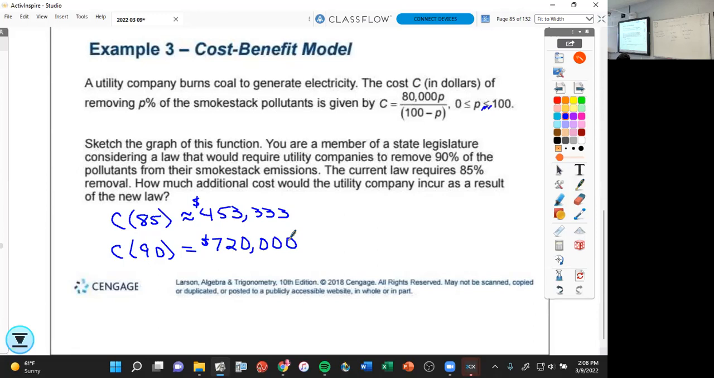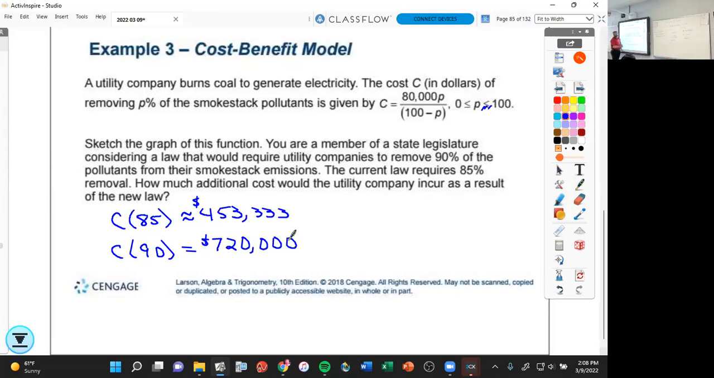Is the company going to pay $270,000 more to remove that much of the pollutants? What are they going to do? Find a way to cheat it out. No, they're going to charge you more for your electricity. That's what they're going to do. I wonder if Volkswagen did it one time. Okay, but that's what's happening. So this is what's going on here.